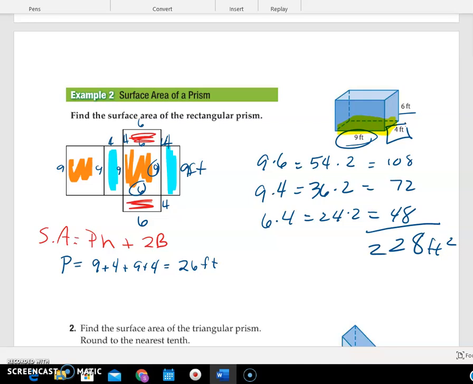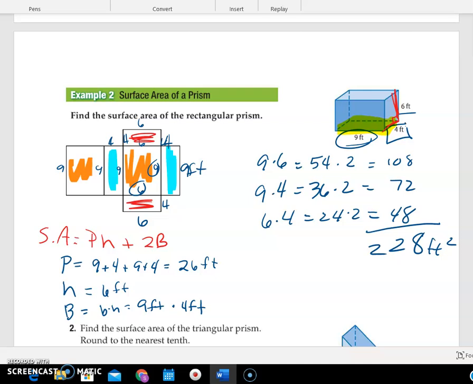And then the height, remember, is always perpendicular to the base. So this is a right angle here. So 6 feet is the height. And then the area of the base again is this rectangle. So length times width or base times height, which is 9 feet times 4 feet. So I'm just showing you 2 different ways to find this area. The first way, we just added up the area of the sides. And the second way is using this formula.